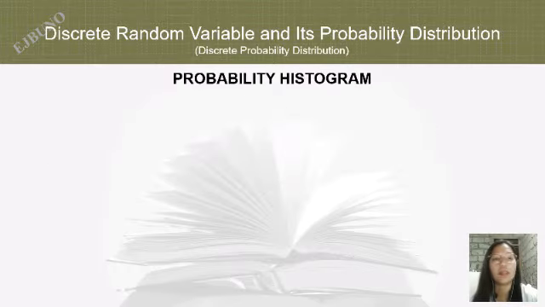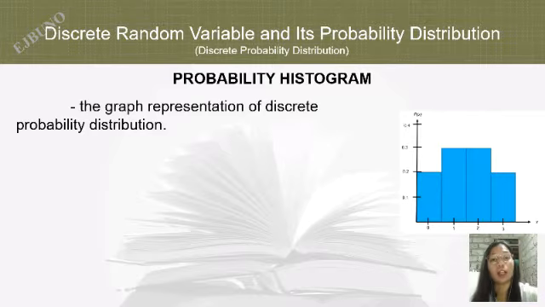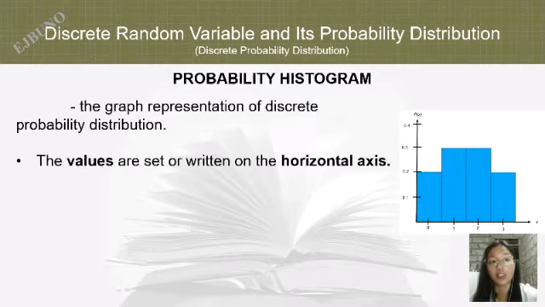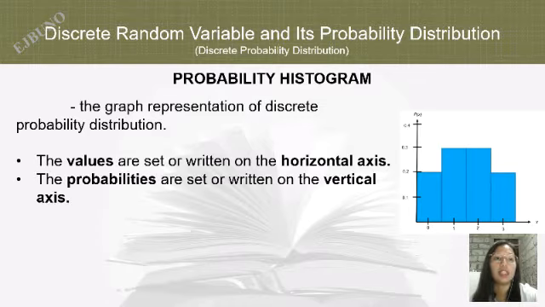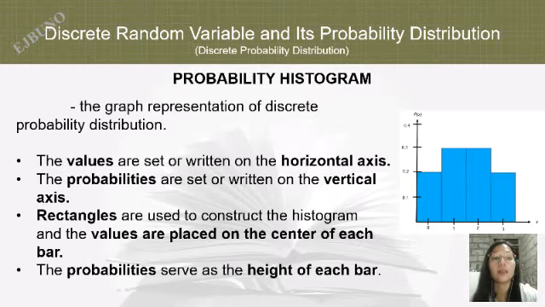Probability histogram. The graph representation of discrete probability distribution. Ito yung naka-graphical representation ng discrete probability distribution. The values are written on the horizontal axis. The probabilities are written on the vertical axis. Rectangles are used to construct the histogram and the values are placed on the center of each bar. The probabilities serve as the height of each bar.